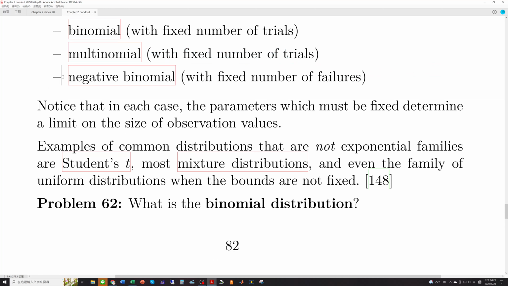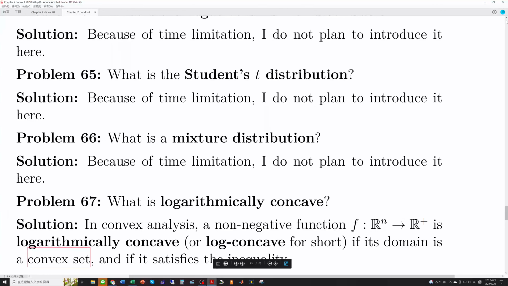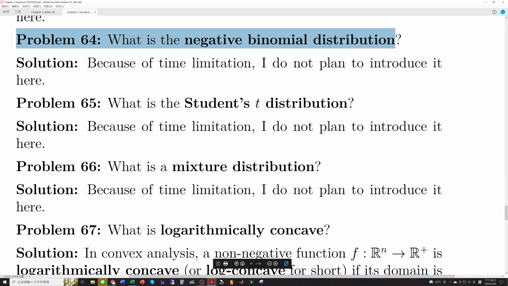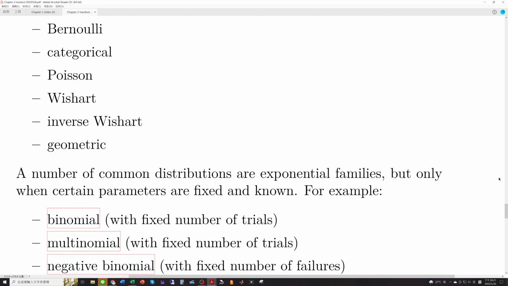So the third distribution is negative binomial. Let us see the definition. Problem 64. What is the negative binomial distribution? Solution. Because of time limitation, I do not plan to introduce it here. With a fixed number of failures.